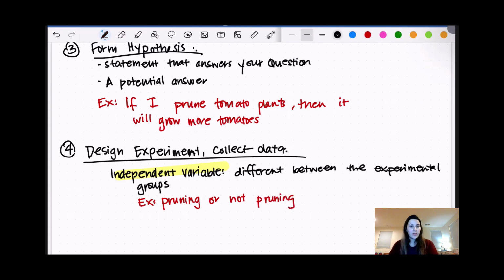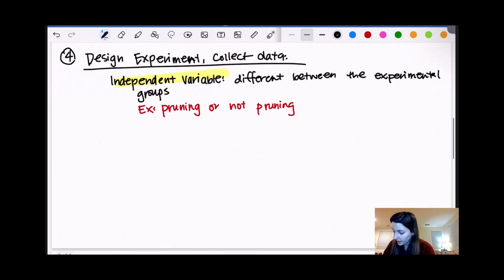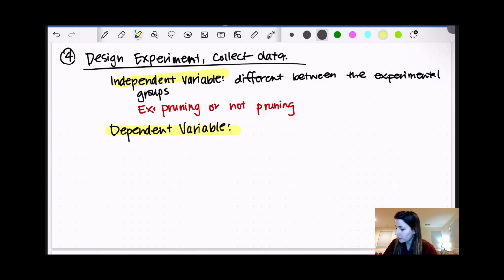That other variable that's important for us to talk about is the dependent variable. I'm going to scooch up my page here. Dependent variable. And again, I'm going to highlight that because this is a vocabulary word. The dependent variable is the variable being measured. It's the variable that's the outcome. This would be the tomatoes that are grown as a result of the pruning or the not pruning or none of the above. So this would be the number of tomatoes.